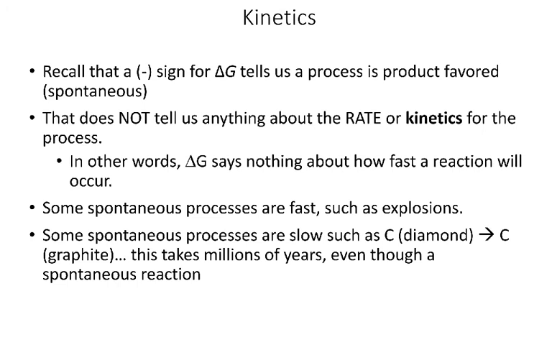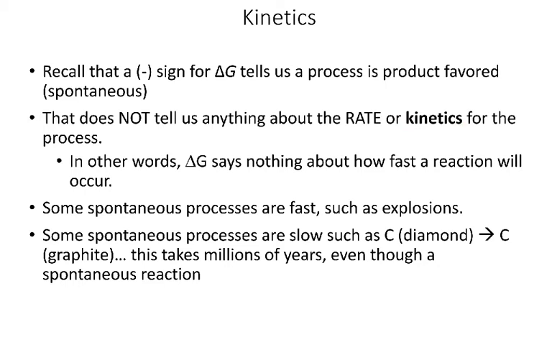In that previous video, we talked about the sign of delta G, and particularly the fact that if delta G is negative, then that reaction is going to be product favored and spontaneous. So the reaction is going to occur in the forward direction. However, it doesn't tell us anything about the rate of the reaction, or how fast the reaction is going to occur. Instead, the study of how fast reactions occur is called kinetics.